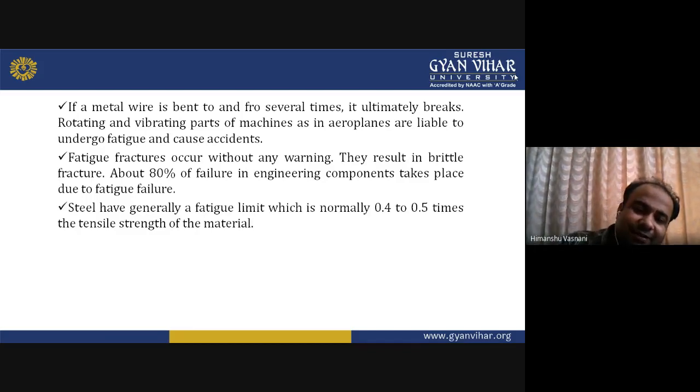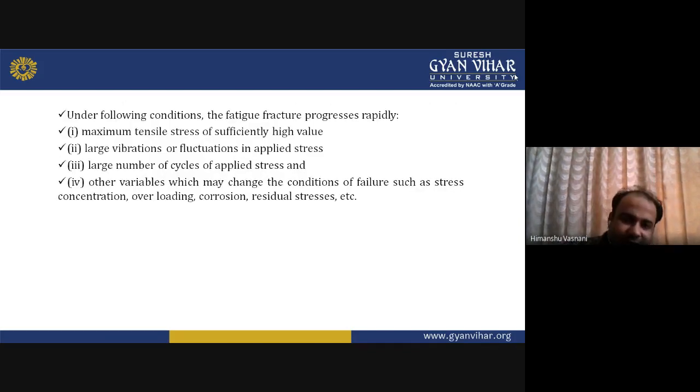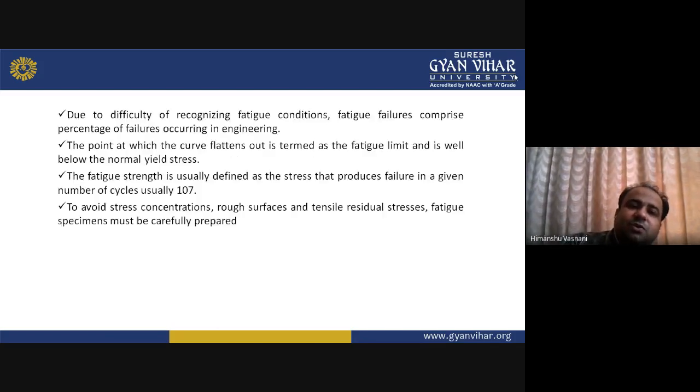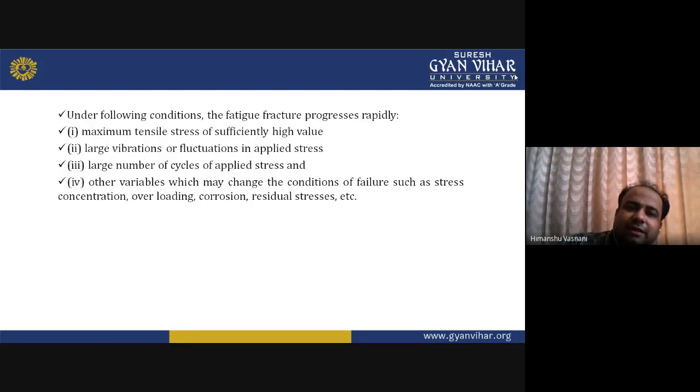Under the following conditions, the fatigue fracture happens progressively and rapidly: the maximum tensile stress at sufficiently high values, large fluctuations in the applied stress, a large number of cycles of applied stress, and other variables which may change the condition of failure, such as stress concentration and overloading, corrosion, residual stress, etc. So these fatigue fractures happen.